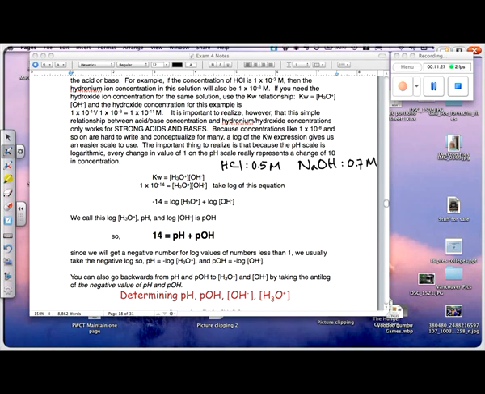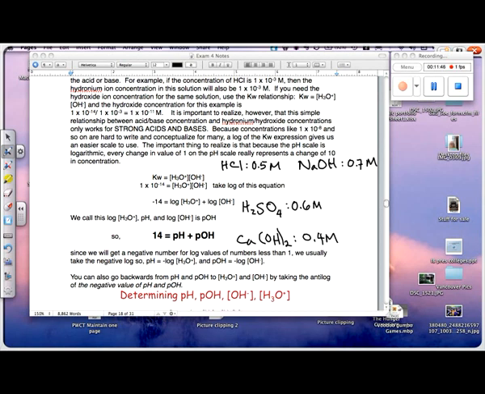All right. Let's do H2SO4, 0.6 molar. And let's do calcium hydroxide, 0.4.